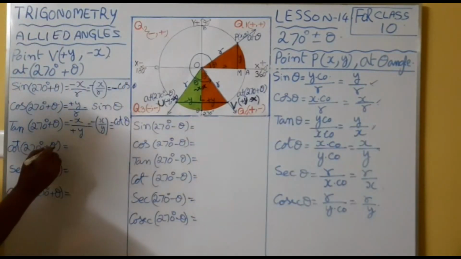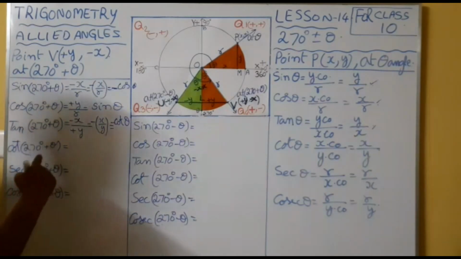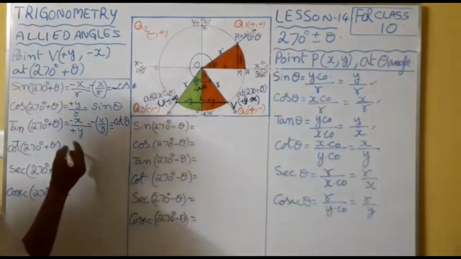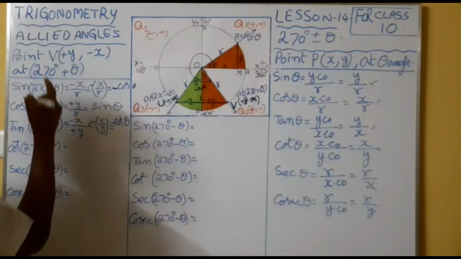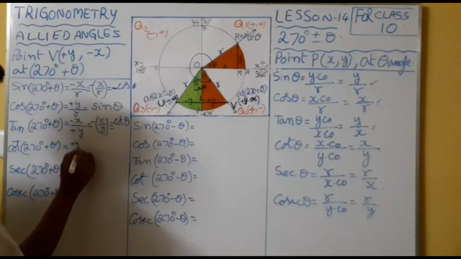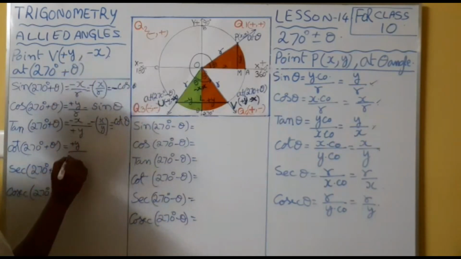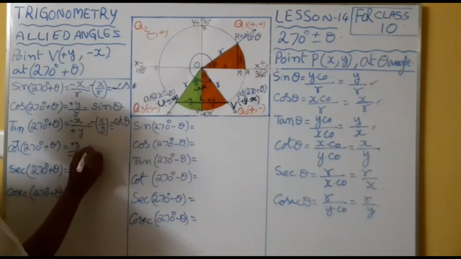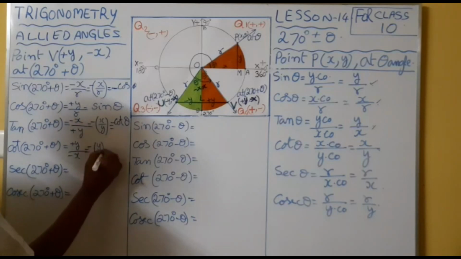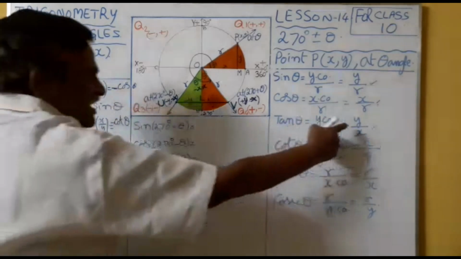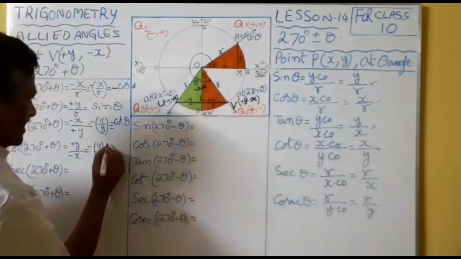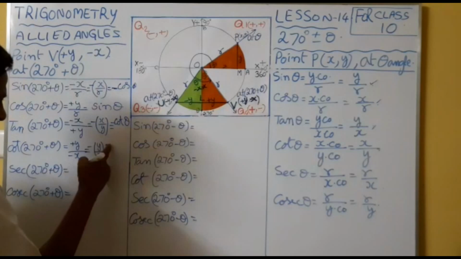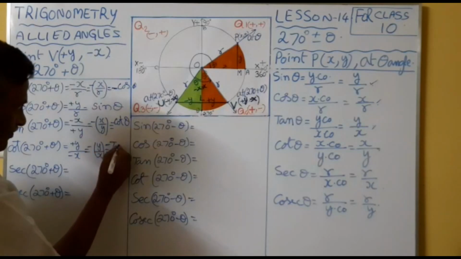Cot of 270 plus theta means x coordinate by y coordinate, that is y coordinate minus x. This is equal to minus of y by x. What is y by x here? With respect to theta, y by x is tan theta. Therefore, this is minus tan theta.